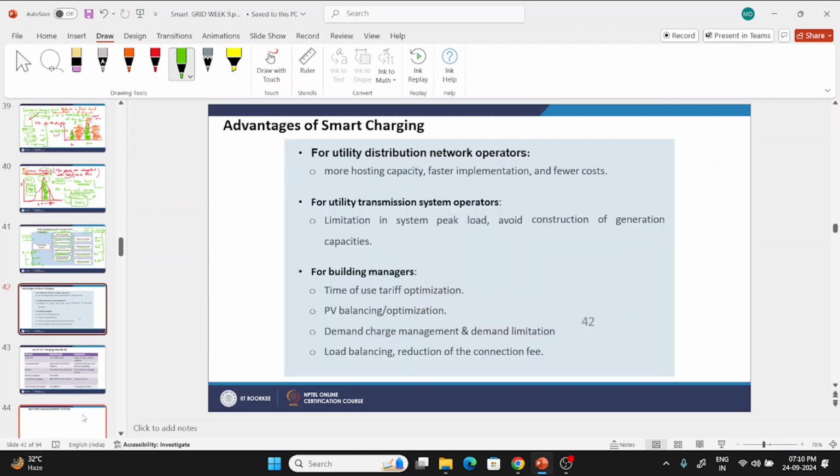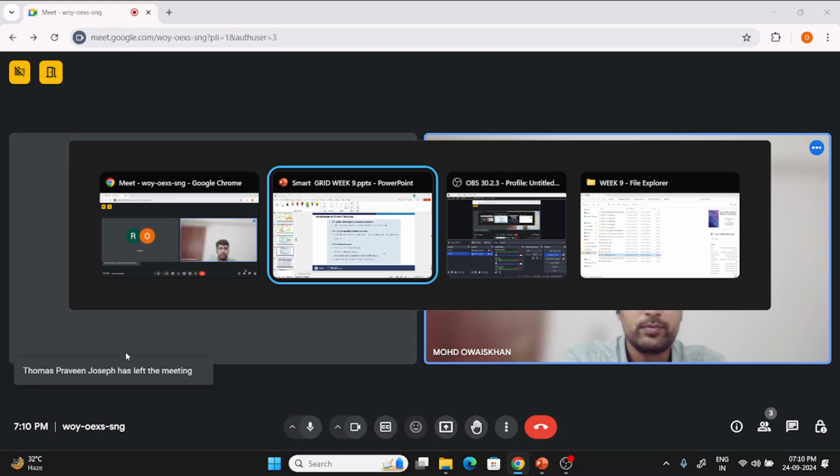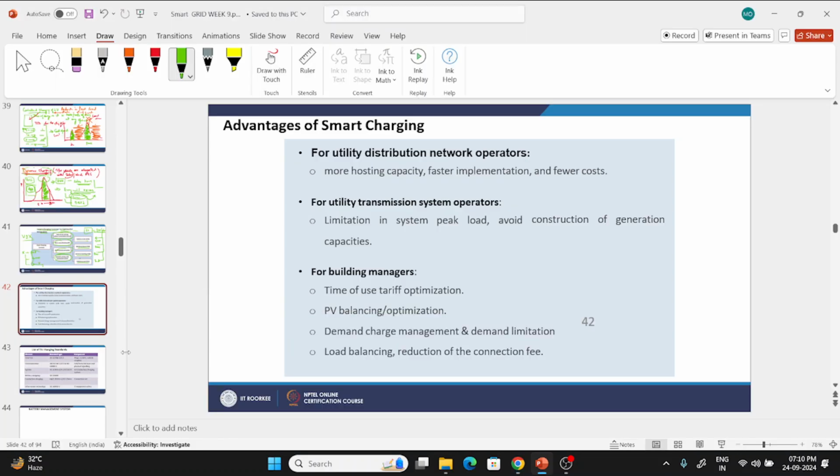Now comes the advantage of smart charging. I have discussed regarding this. So what is the advantage of any smart charge?